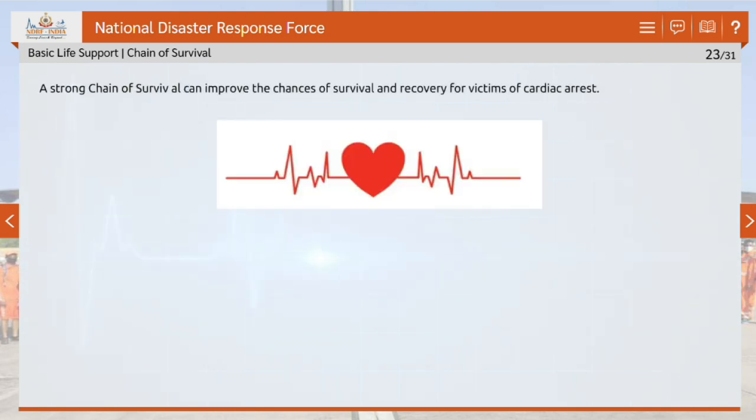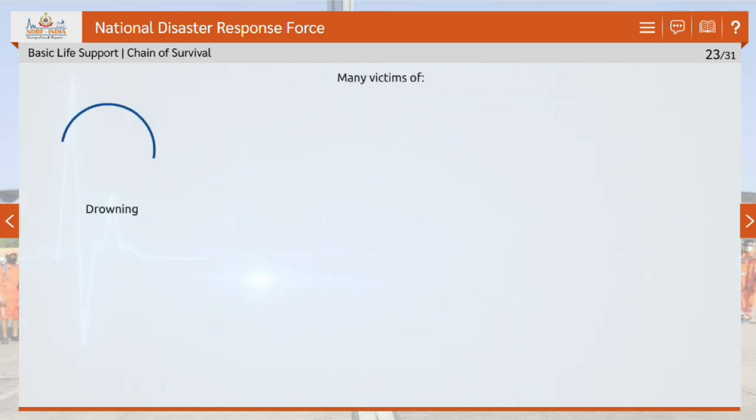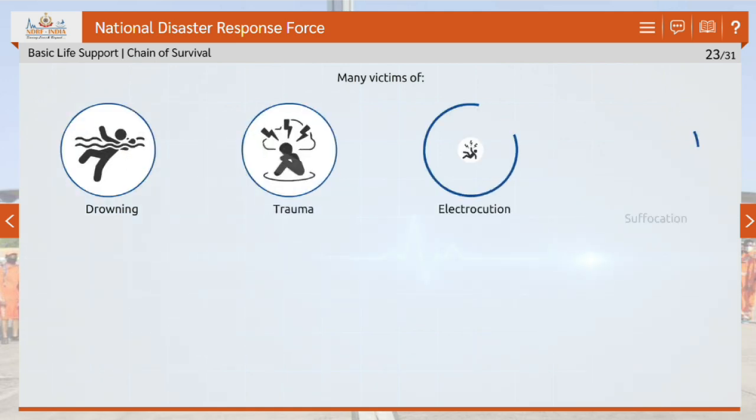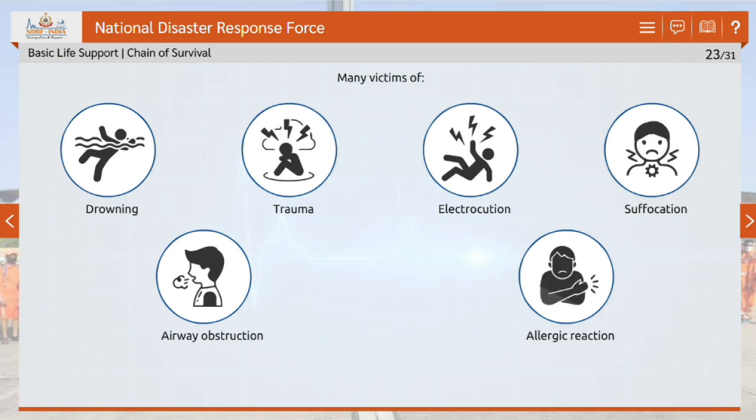A strong chain of survival can improve the chances of survival and recovery for victims of cardiac arrest. The need for these interventions should not be limited to victims of heart disease. Many victims of drowning, trauma, electrocution, suffocation, airway obstruction, allergic reaction, etc. may be saved by prompt interventions.